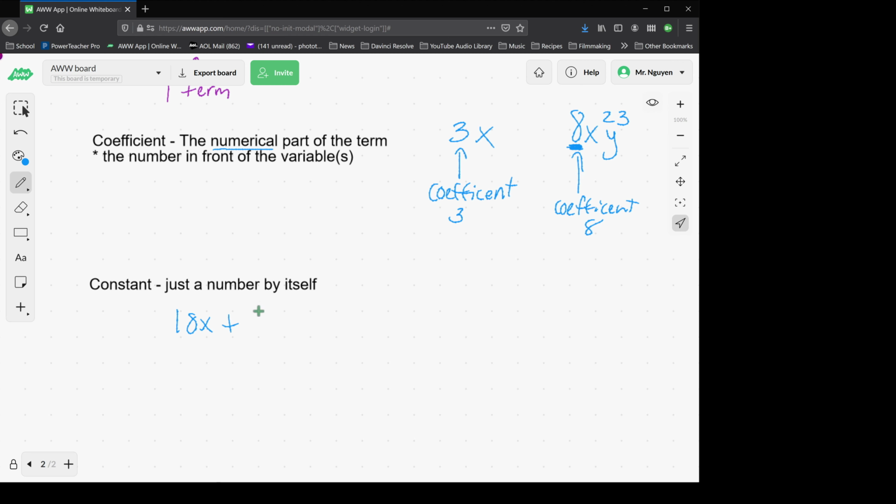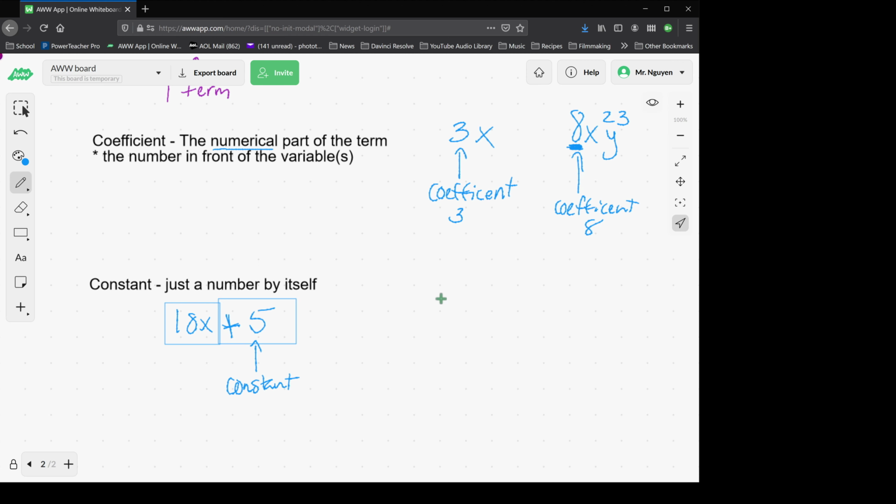18x plus 5. Okay, and then we separate it out. What's the constant? That's the constant. Positive 5 is the constant because it's just a number by itself. There's nothing attached to it. There are no variables, no series of variables with an exponent. It's just a number, as simple as it can be. Okay, this is your constant. Can that number sit by itself? Yeah, it can stand by itself.